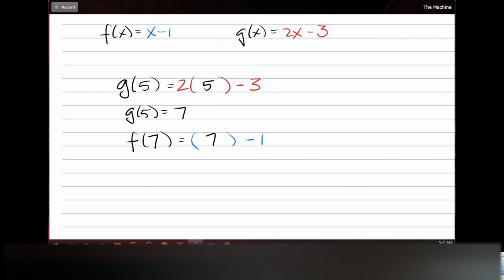I don't like this. You only like it because you don't know how to conquer it yet. What is this equal to? What is f of 7 equal to? Come on, 7 minus 1? 6. Thank you. That is it. Okay, now write that down.